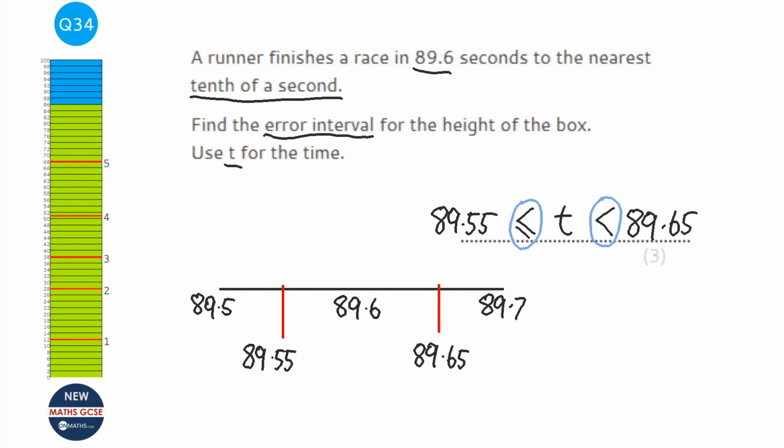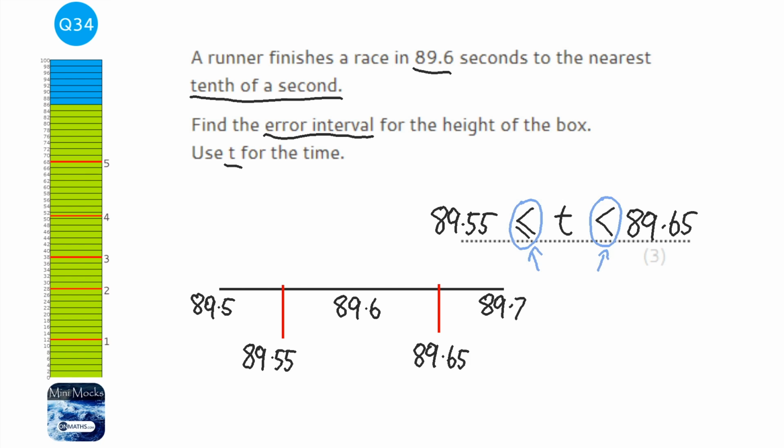Now the reason why the inequality has an equals underneath it on the left hand side is it can be 89.55 and still round to 89.6. The reason it doesn't have one on the right hand side is 89.65 would have rounded to 89.7.